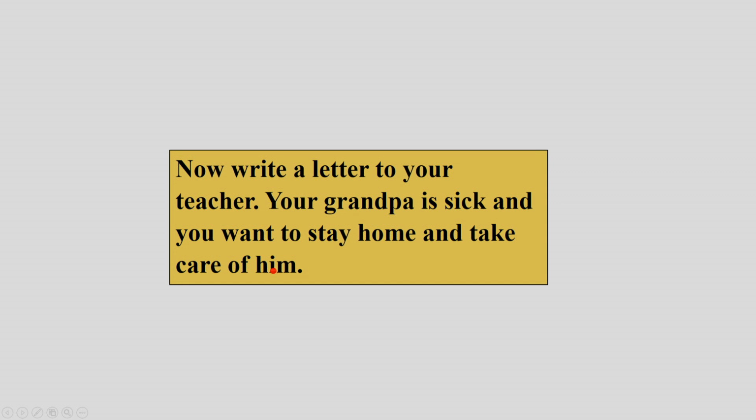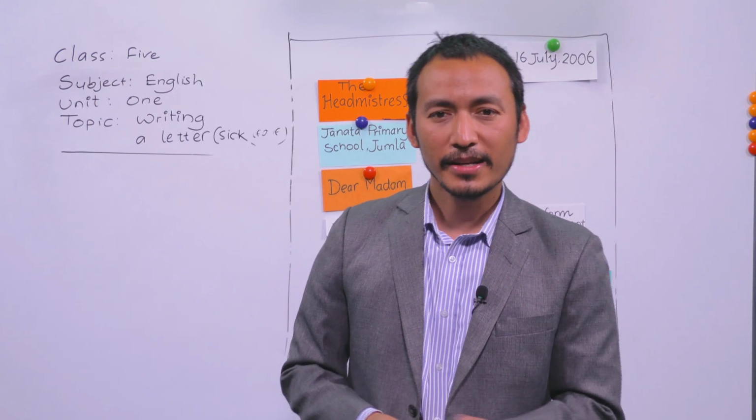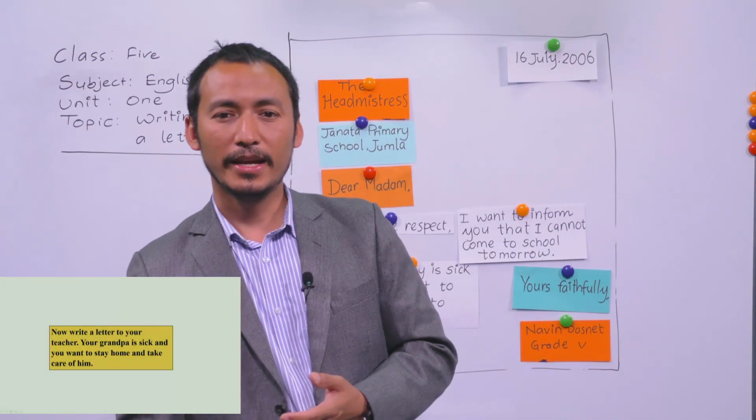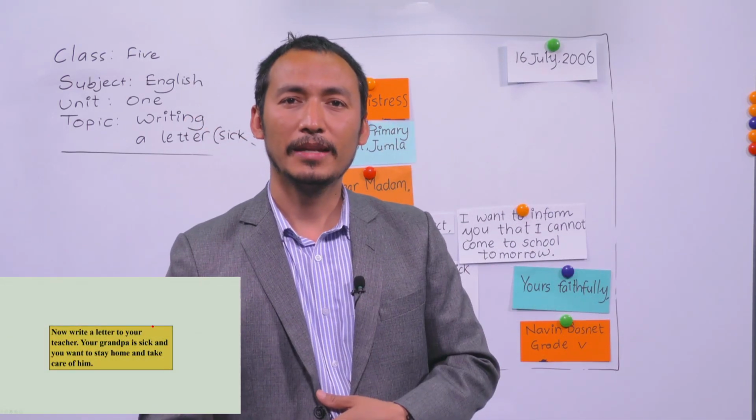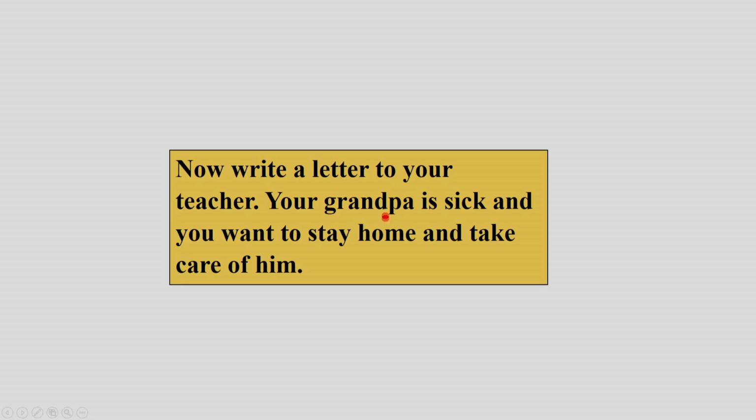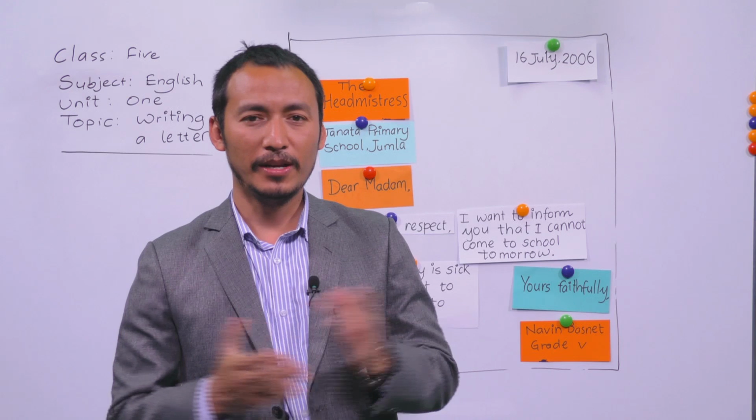In the earlier letter, there was grandma, and she was sick and Naveen was taking the leave. Now grandpa is sick here. The situation is the grandpa is sick, and what you are going to do is stay home and take care of him. So the reason is your grandpa is sick. What you're going to do is stay home and take care of him. Can you combine this and create your letter?